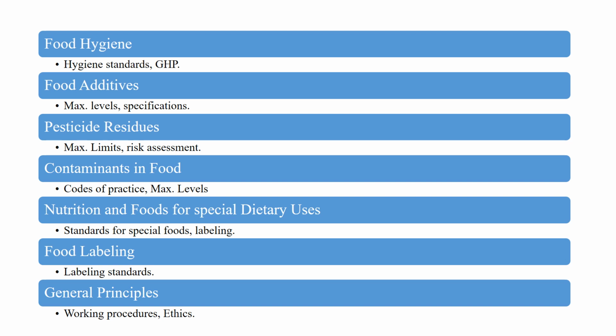The Committee on Contaminants in Food provides a code of practice to prevent contaminants in foods, and if somehow the contaminants are present, they also give the maximum levels which are acceptable in international trade so that they can foster the import or export of the product.